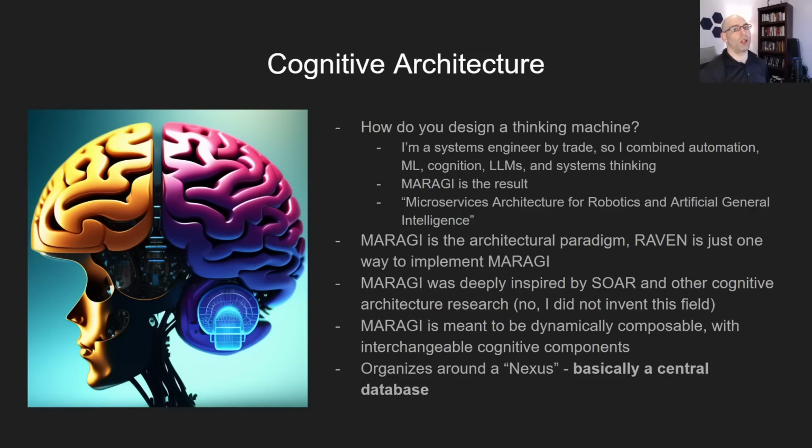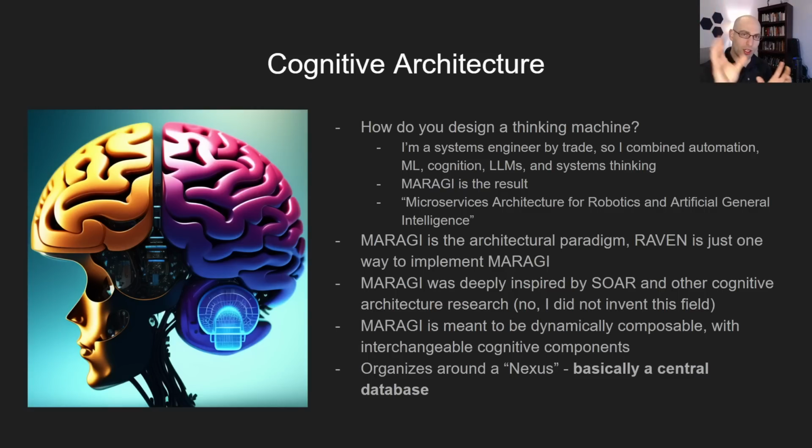And the result is what I call MARAGI. So MARAGI is an acronym that means Microservices Architecture for Robotics and Artificial General Intelligence. MARAGI predates Raven. So MARAGI is the architectural paradigm, and Raven is one way to implement MARAGI. There are a number of ways that you could implement MARAGI. It doesn't need to be personified. You could have MARAGI implemented to help run your house automation. It could be in a robot. It could be a video game character, whatever. Raven, however, is a very specific implementation that is meant to be a voice-enabled assistant.